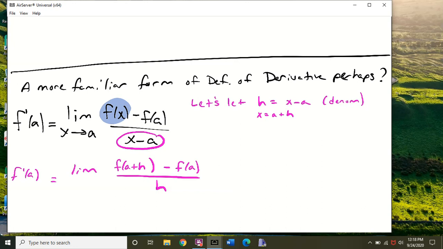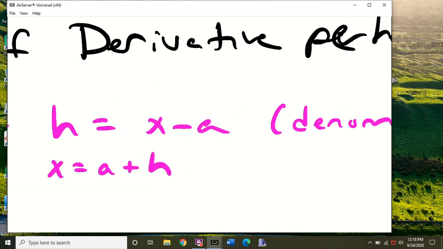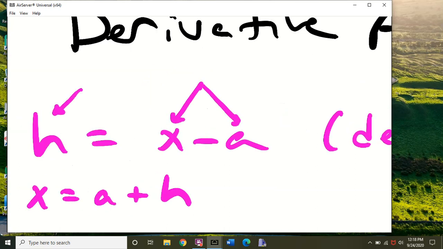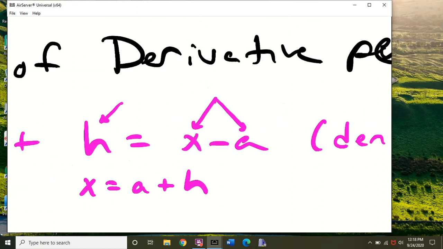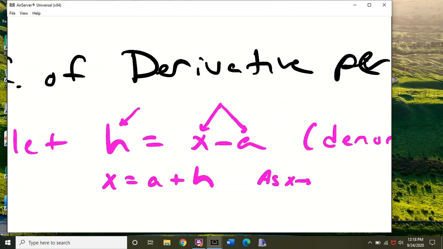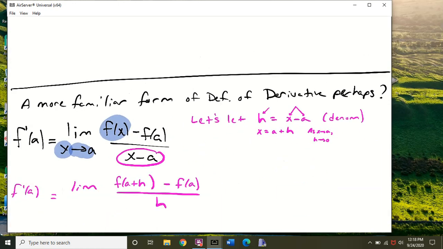And the only other place we see the x is in the limit. So basically what we want to do is figure out, as x gets closer to the number a, what is h doing? Well, let's think about that. As this number x gets closer and closer to that number a, what is that difference, which equals h, going to get closer to? Well, the closer x and a are together, the closer that difference is to 0. So as x approaches a, h is approaching 0.